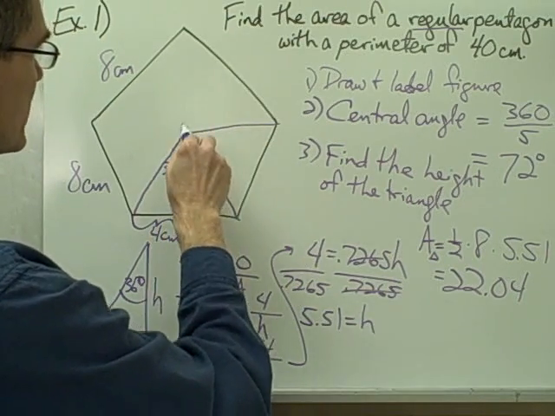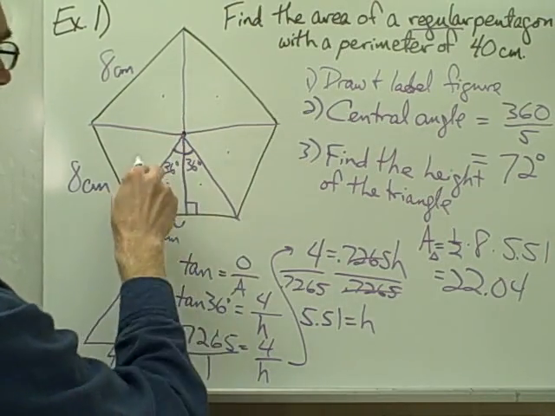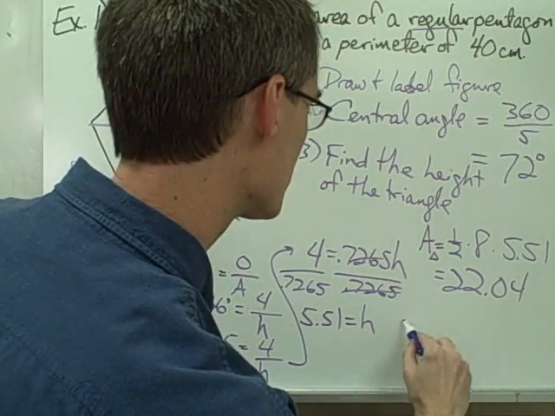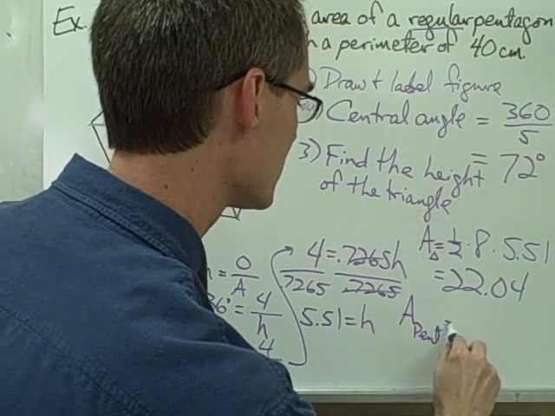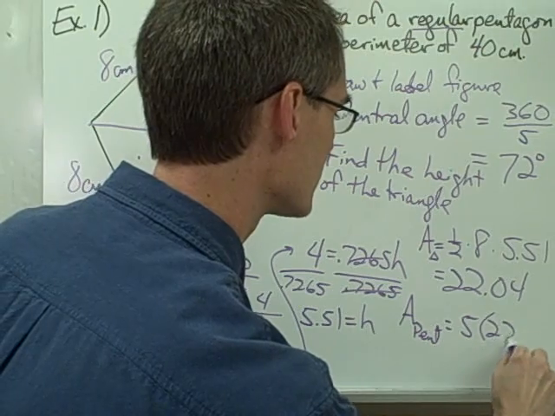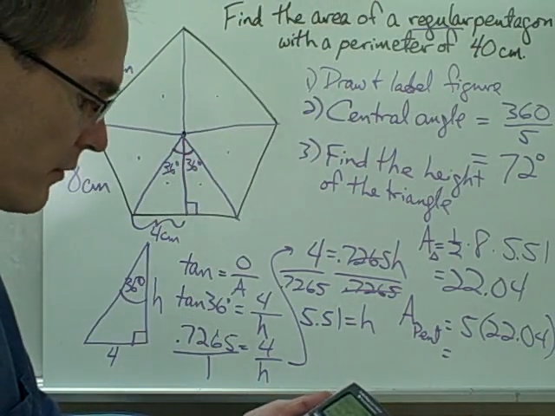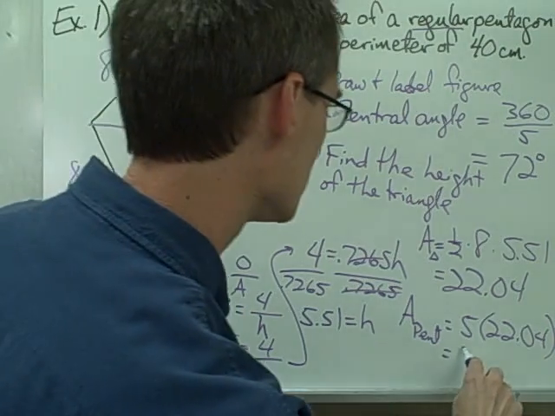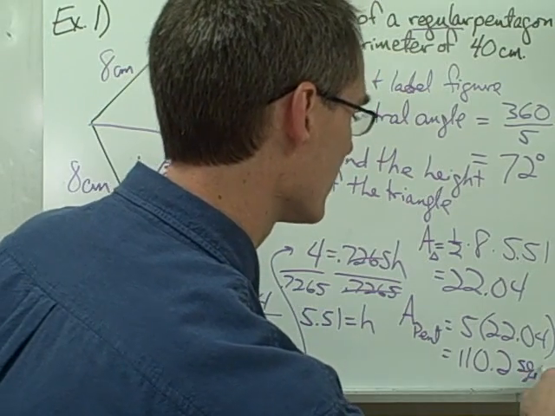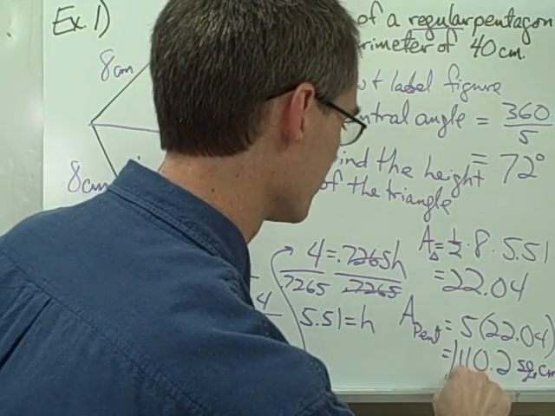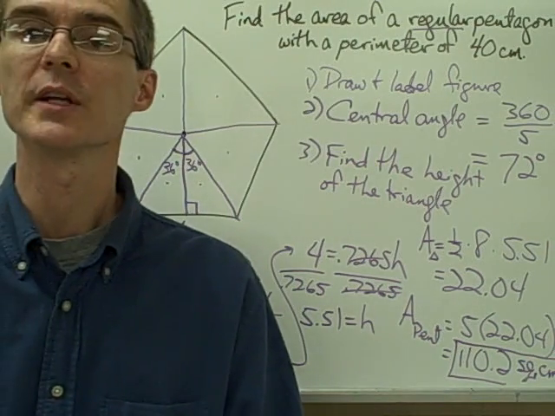Notice I have a total of 1, 2, 3, 4, 5 triangles. So if I take this and multiply it times 5, I'll have the area of my regular pentagon. 5 times 22.04 is 110.2, and that's going to be square centimeters. And I just found the area of my regular pentagon.